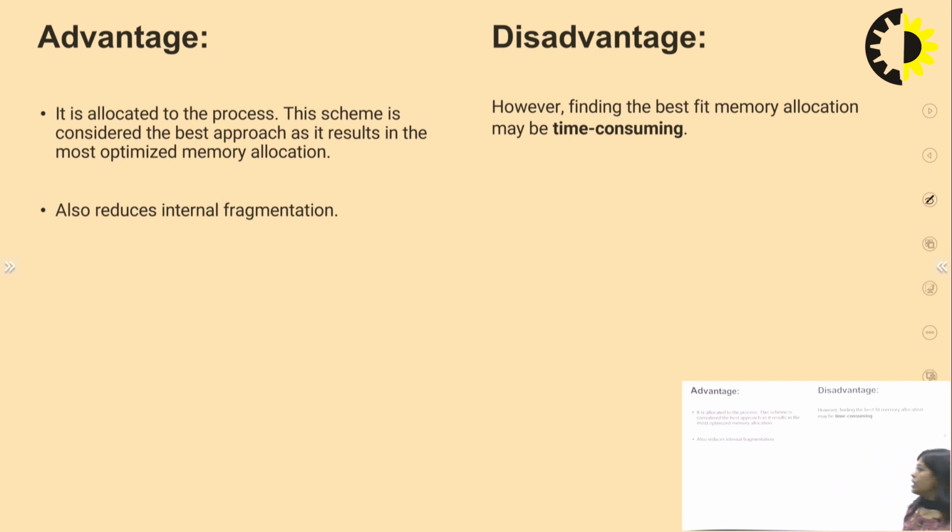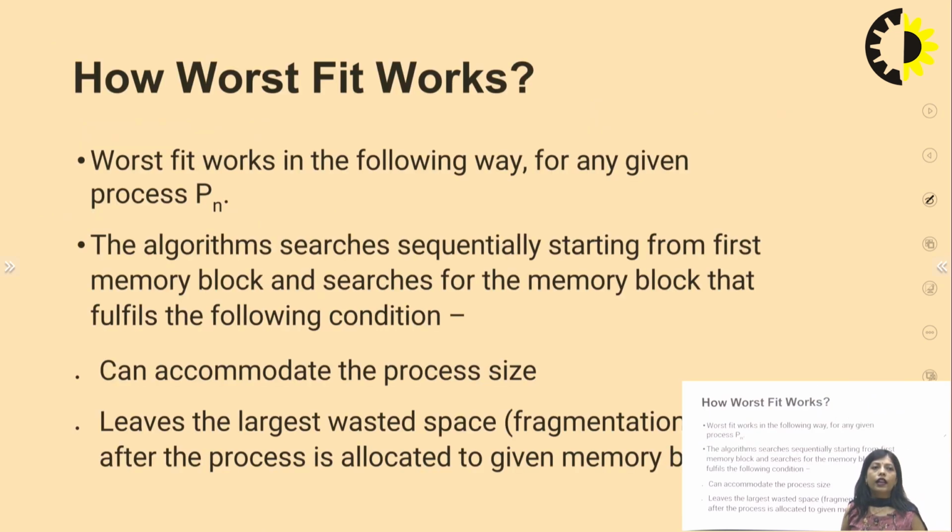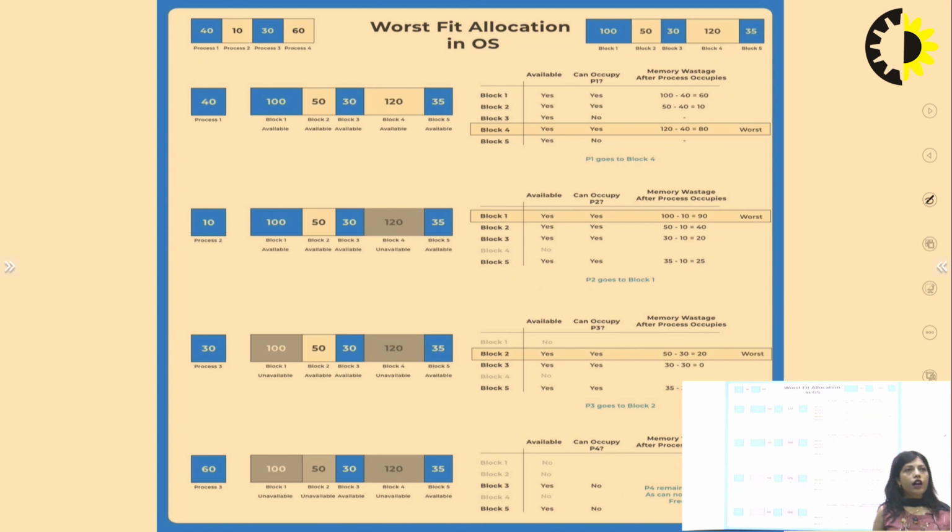The advantage is that it is allocated to the process, and this scheme is considered the best approach, and it also reduces the internal fragmentation. The disadvantage is that it is very time consuming. Next is the worst fit. The worst fit can accommodate the process size, and it leaves the largest wasted space. In that case, we check for the largest wasted space.